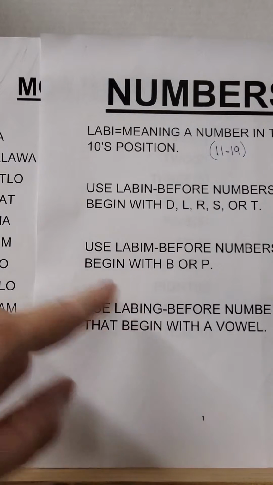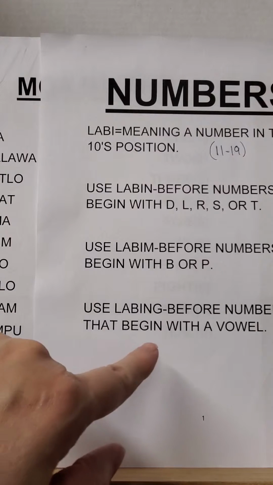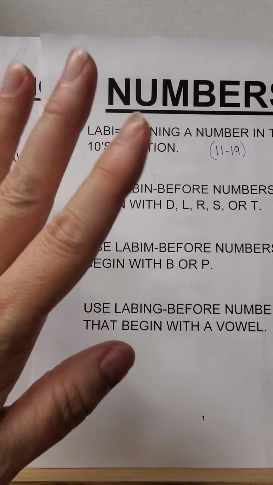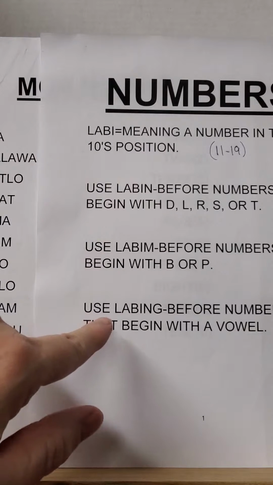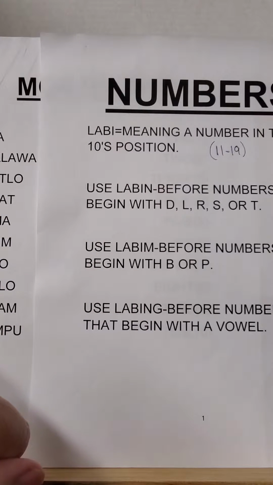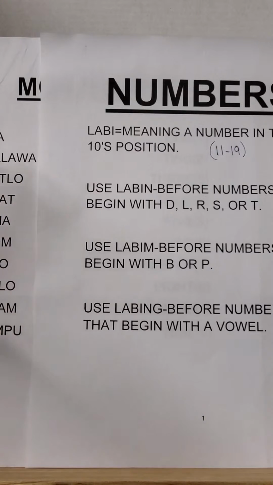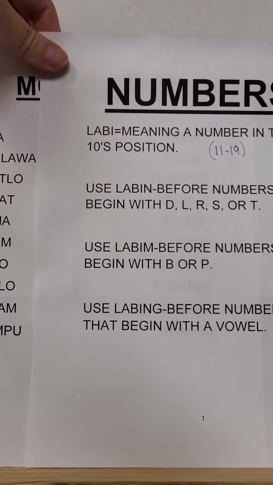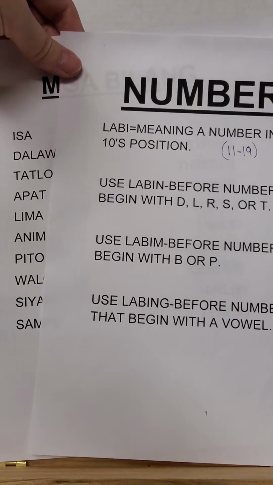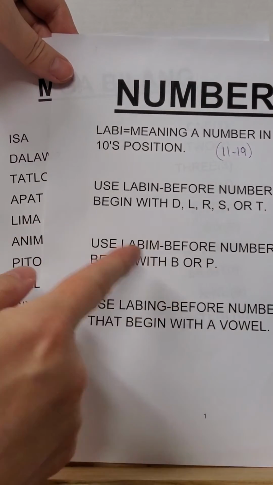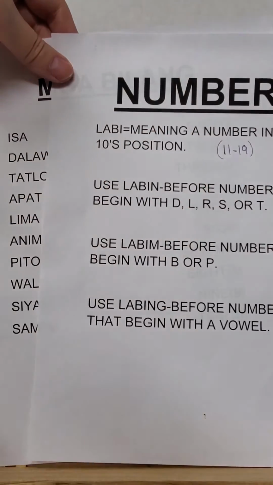Now, any of the words that start with a vowel would say labing. This is the easy one, right? Like isa. Labing isa would be 11. Labing anim would be 16. So at first this does seem hard, but just remember all the ones that start with a vowel, labing. That would be the first one to work on. And then all the ones that start with a B or a P would be labim, and all the other ones would be labin.